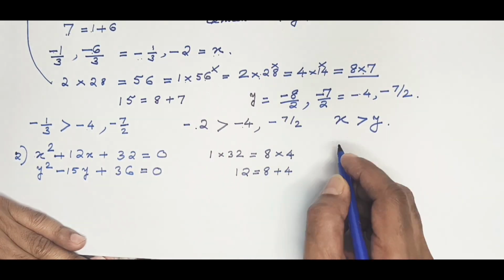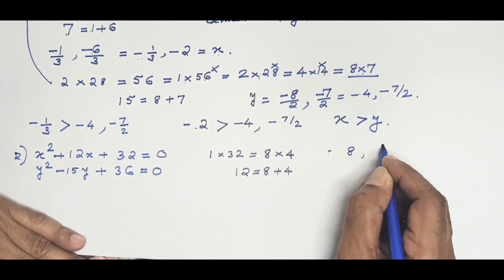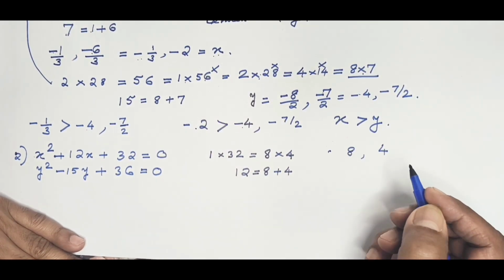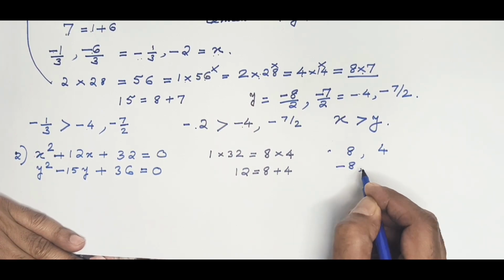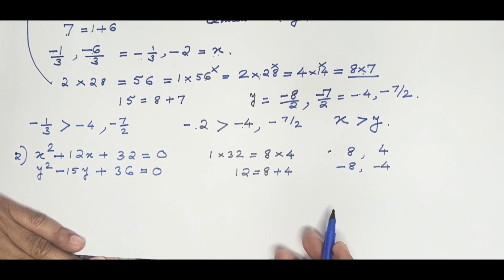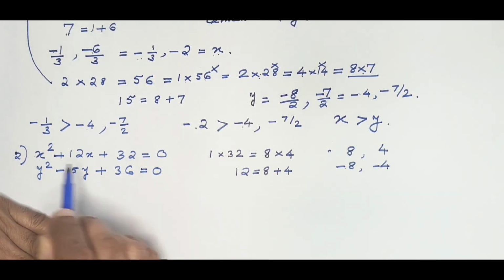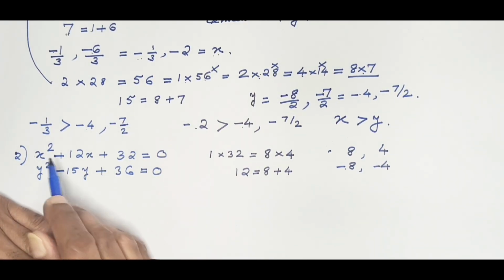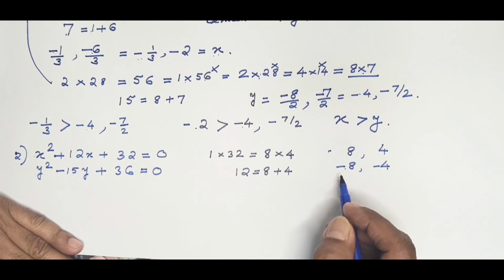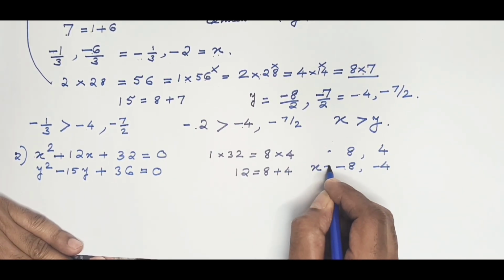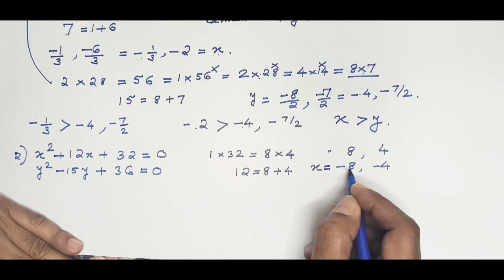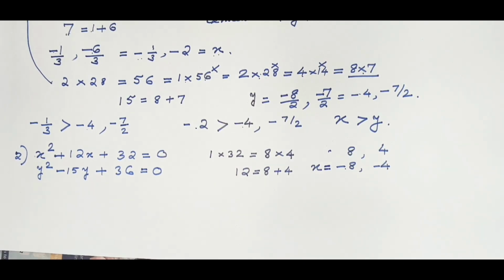So the numbers are what? 8 and 4. And what is the next step? You will change the sign. That means minus 8, minus 4. And the third step, divide these two numbers by the coefficient of x squared, which is 1. So you don't need to go to the next step. These are the final roots of the first quadratic equation. And we will call them x equals minus 8 and minus 4.